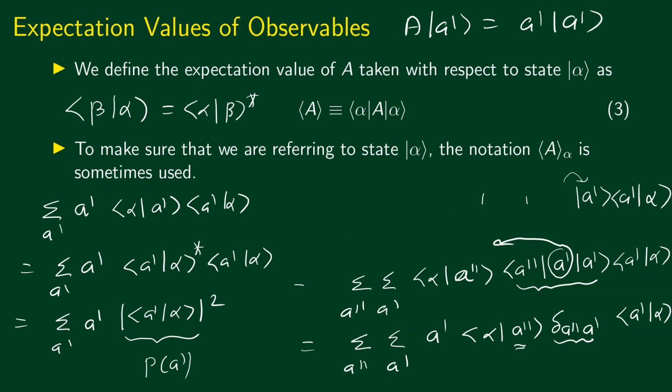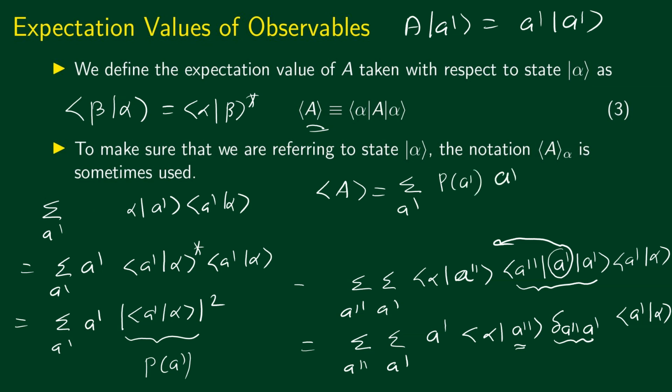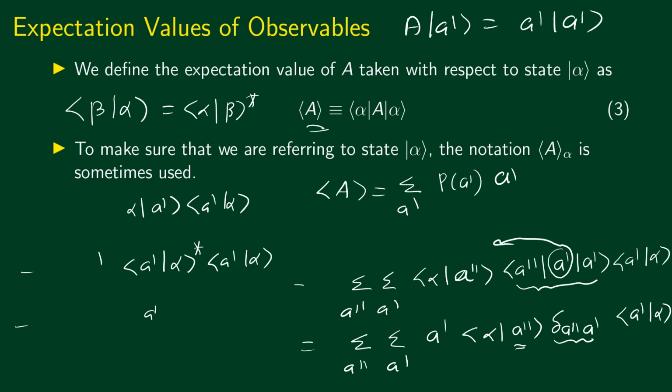Am I right? So I have started with this definition of expectation value, and I see that it reduces to this expression. This is the sum over A prime of the probability of A prime multiplied by A prime. So you see that it's a weighted sum of the eigenvalues.